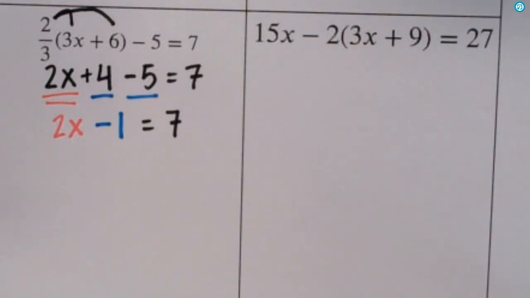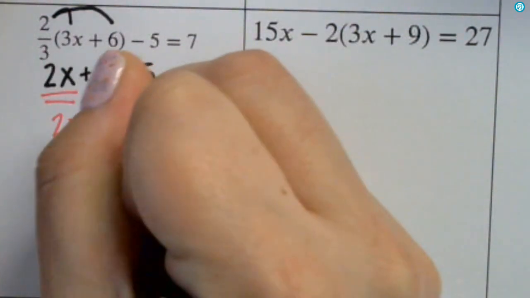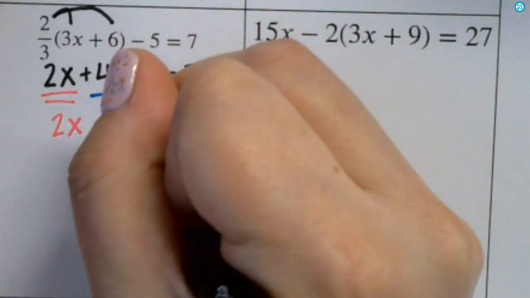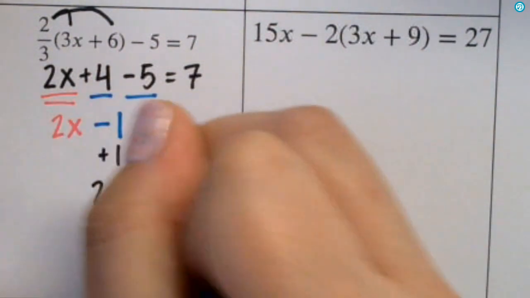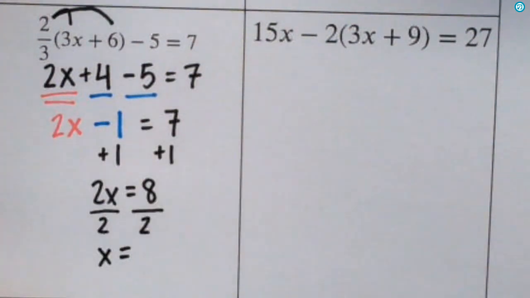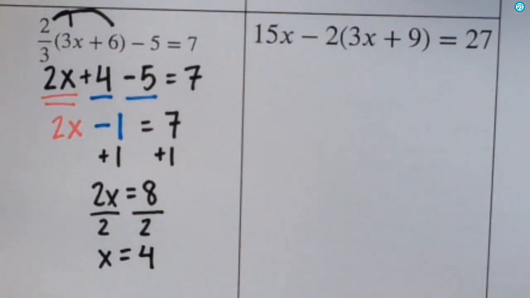Okay, from there, 2x minus 1 equals 7. We're going to add 1 to both sides. 2x equals 7 plus 1, which is 8. And then we will divide both sides by 2. Get x equals 8 divided by 2, which is 4. Any questions so far?